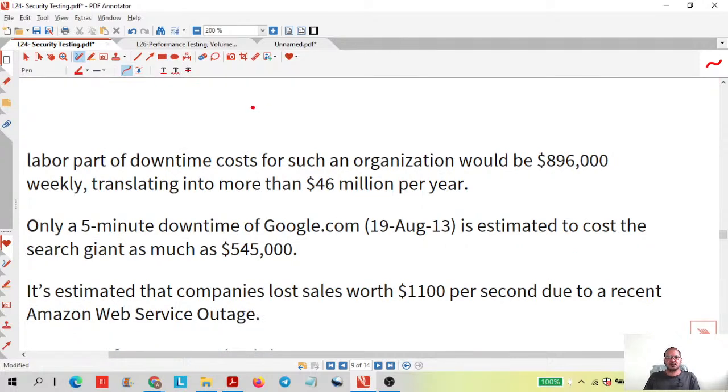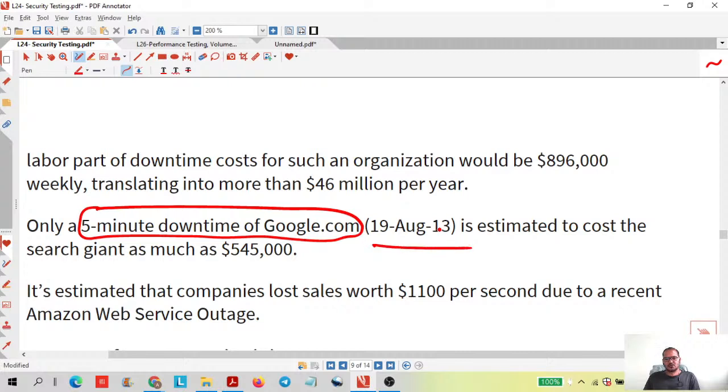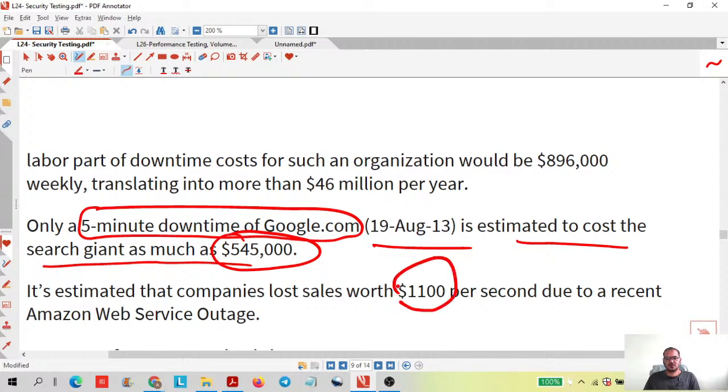There's one more case. Only a 5 minute downtime of Google.com, meaning the server was down, on 19th August 2013, is estimated to have cost the search giant as much as $545,000. It is estimated that companies lost sales worth $1,100 per second due to a recent Amazon Web Services outage.